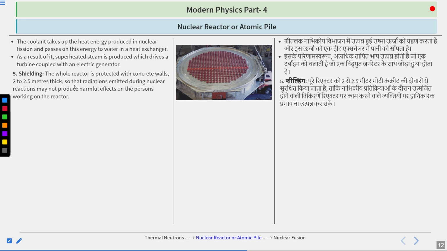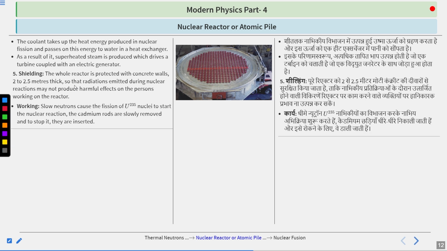Then the shielding. Fifth, the whole reactor is protected with concrete walls 2 to 2.5 meters thick so that radiations emitted during nuclear reactions may not produce harmful effects on the persons working at the reactor.